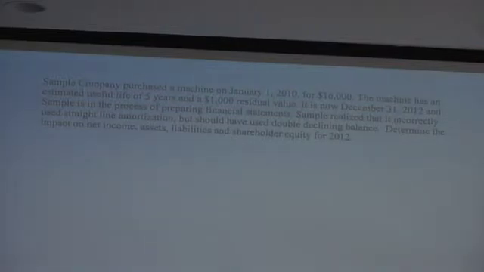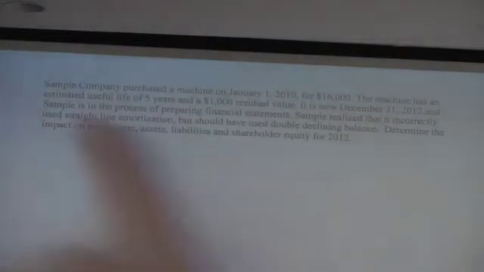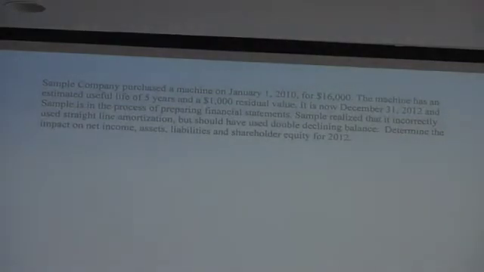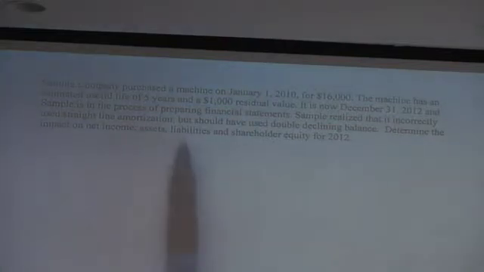So this is clearly an error. They should have used double declining, but instead they used straight line. So what we're asked to determine is what is the impact on net income, assets, liabilities, and shareholders' equity for 2012 with respect to this error.